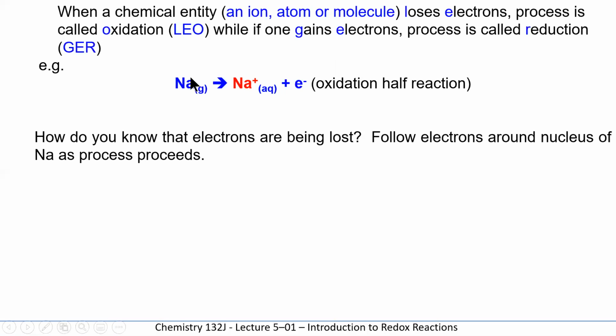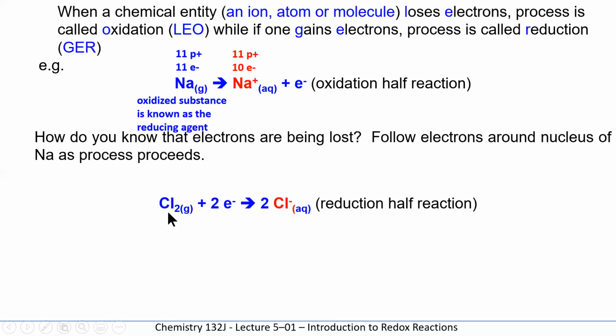So how do we know electrons are being lost? Well, let's do some simple bookkeeping. We know that sodium atoms have 11 protons and 11 electrons, and a sodium ion has 11 protons but only 10 electrons. So we can see an electron has been lost. There's another term we also use for a substance that's oxidized: we can say that the substance oxidized is actually the reducing agent.